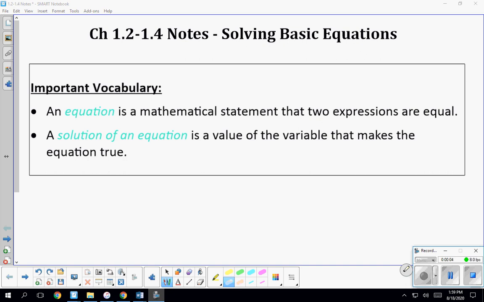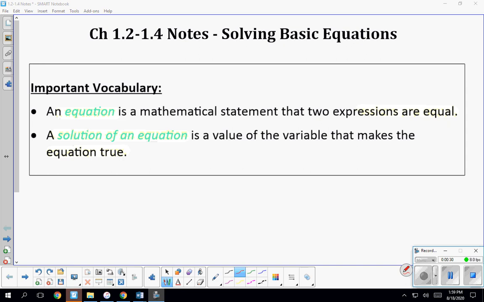In this video, we're going to look at how to solve a basic equation. Hopefully this is review, but first we're going to look at the definition of an equation. An equation is something that says that two expressions are equal, so it's going to have an equal sign in it. A solution to that is any value of the variable that makes the equation true. True just means it works.